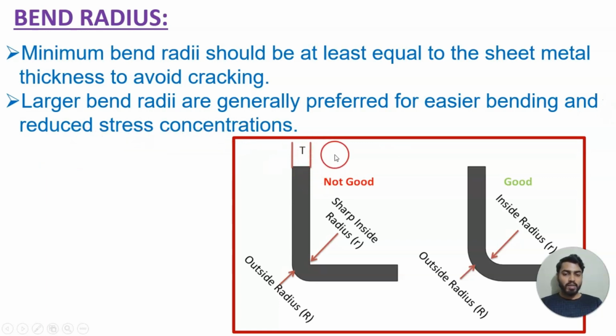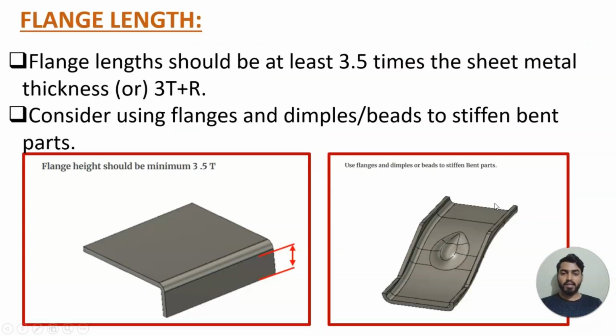Larger bend radii are generally preferred for easier bending and reduced stress concentrations. Now the thickness is 2 mm. If you consider more than 2 mm, like 4 mm or 5 mm, it is again easier for the bending operation, and we will properly get the bending shape. So you can see this is not good, because we won't get a sharp edge. Now this inside radius we will get here, and the outer radius here. Let's say the sheet thickness is 2 mm and I maintain the minimum bend radius of 2 mm. Then the outer radius will be 2 plus the sheet thickness, so we get 4 mm. Just for consideration, we can see this.